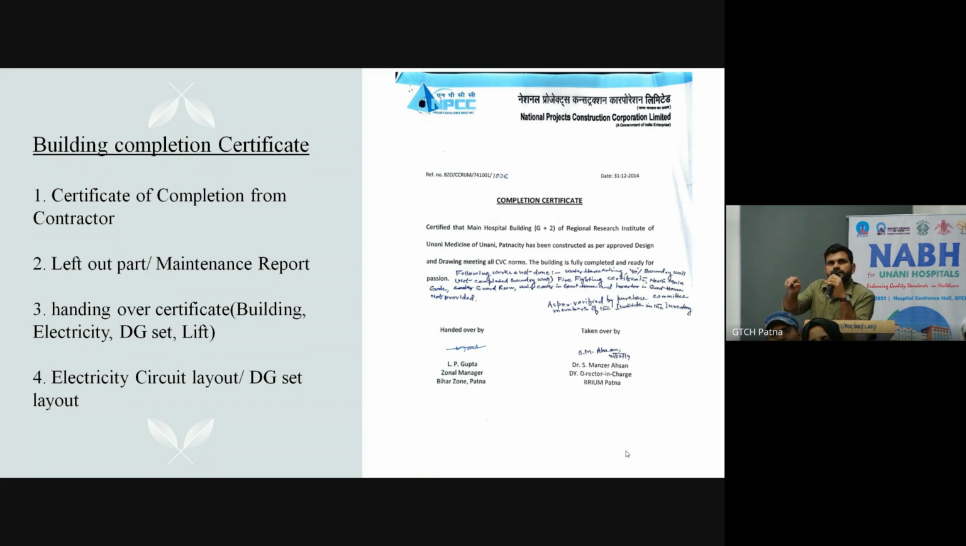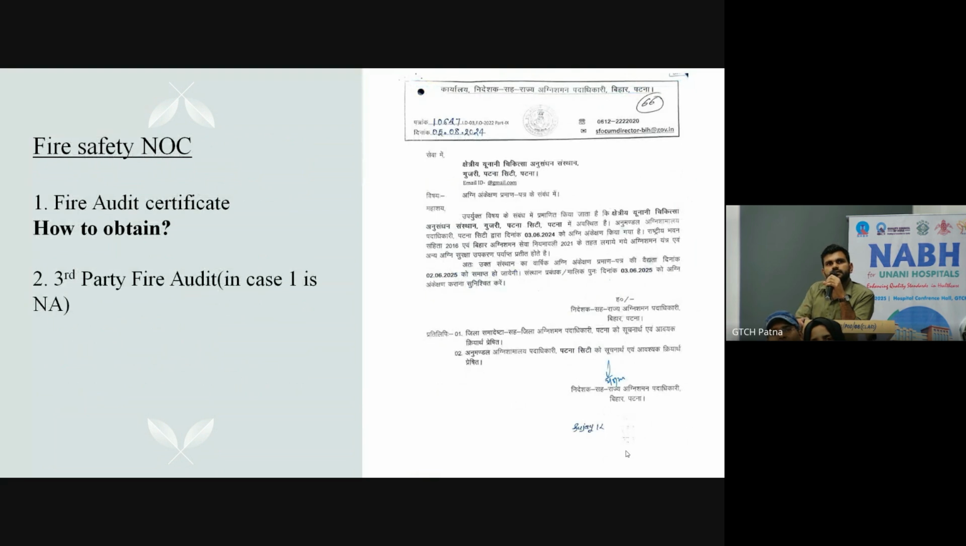And this is the taken over, handed over charge. And next is the fire safety NOC. This is very important because without it, no further certificate can be obtained. Actually, it is the main one because it is concerned with the safety of the patient.